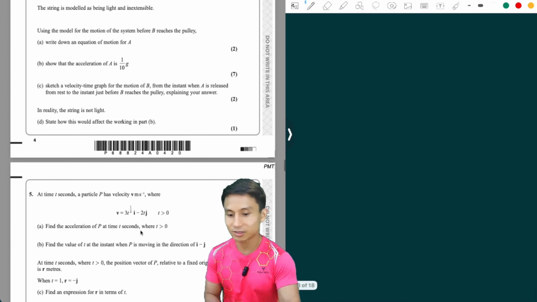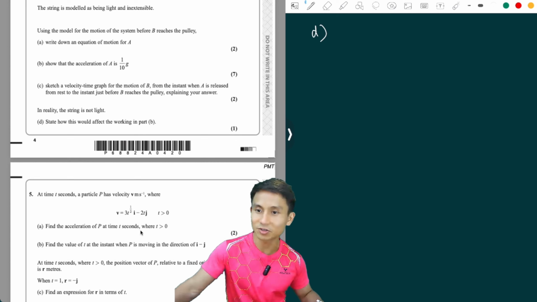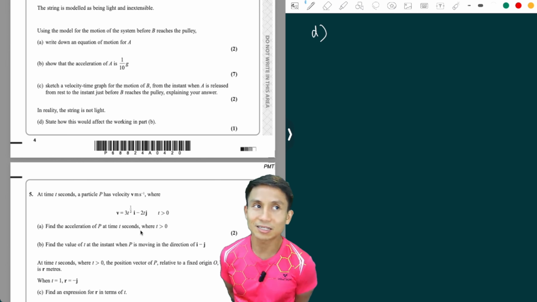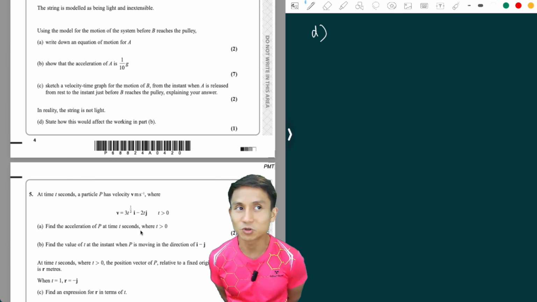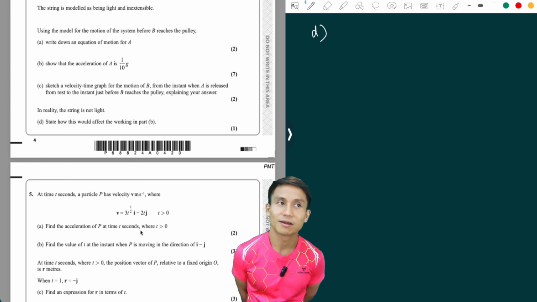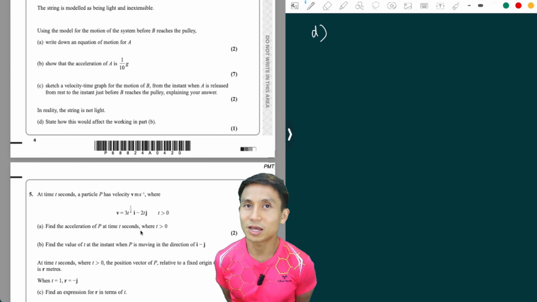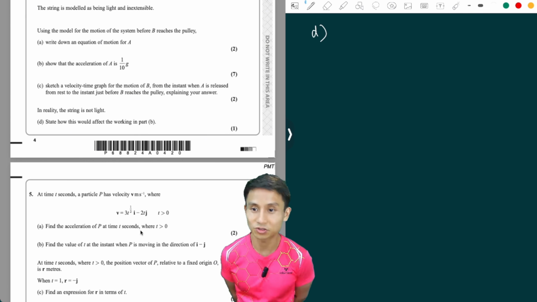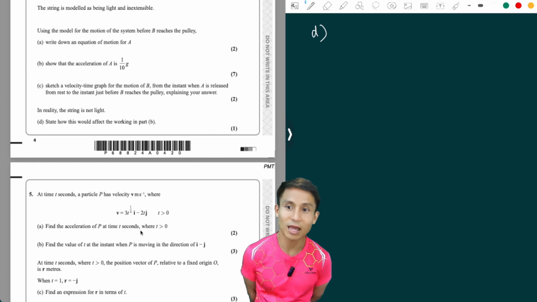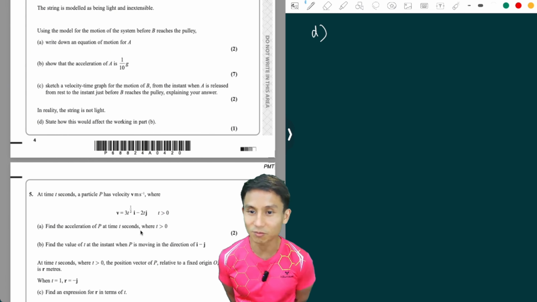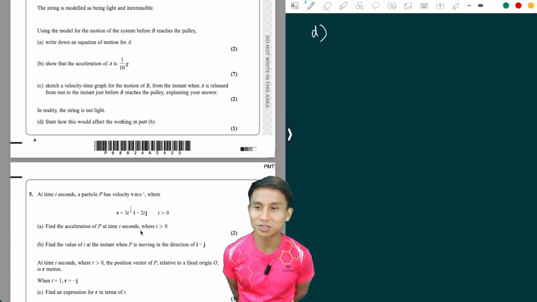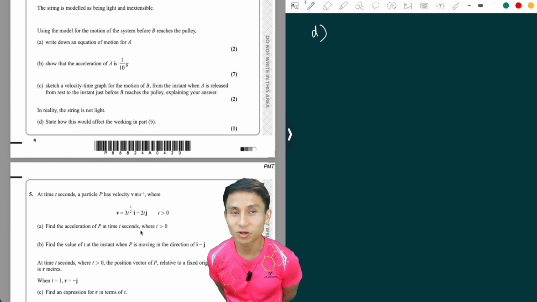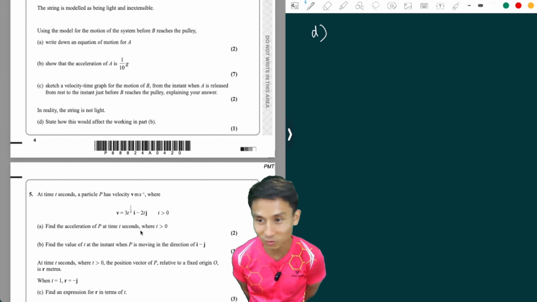Okay, so let's discuss part D. In reality, the string is not light. State how this would affect the working in part B. Right, so usually connected particles, by means of using strings and pulleys, are assumed to have equal tension on either side. Tension on the string. Well, because if you don't have equal tension, that's going to be a little complicated, because at least the tensions you use are not going to be the same for both objects. Well, could there be a reason why tension might not be the same? Exactly what it's asking here.